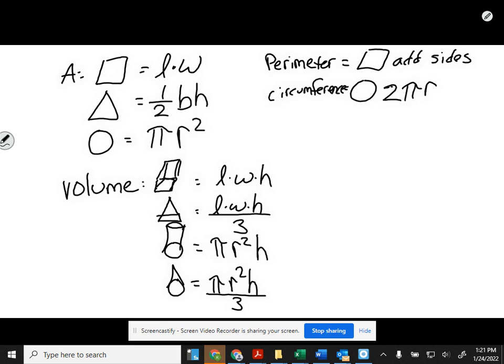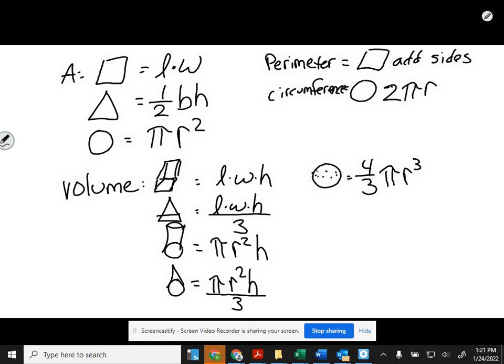The cylinder was pi r squared times the height. So our cone was pi r squared times the height divided by 3. And one more thing. Hold on. We still have the sphere. The sphere was 4/3 of the pi r cubed.